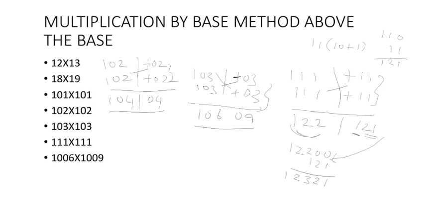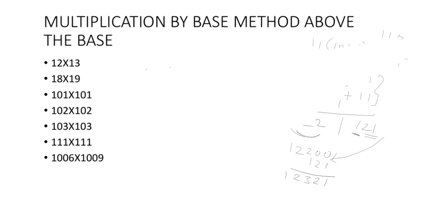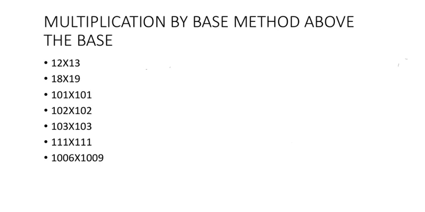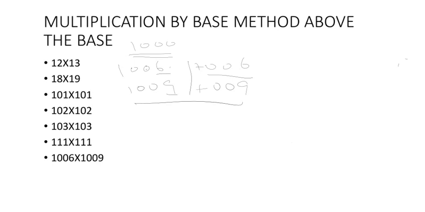Let me move over to the next problem. Here we have 1006 and 1009. I have taken this example for taking the number above base 1000. It is 6 more than 1000. It is 9 more than 1000. Therefore the value will be 006 and 009. Since it is 1000, we have to take 3-digit values on the right hand side.